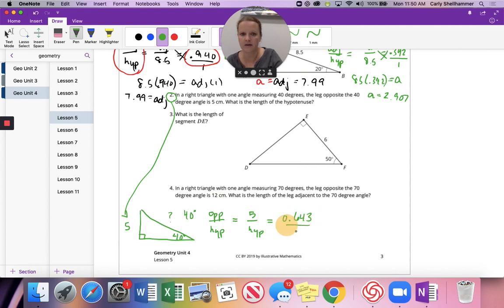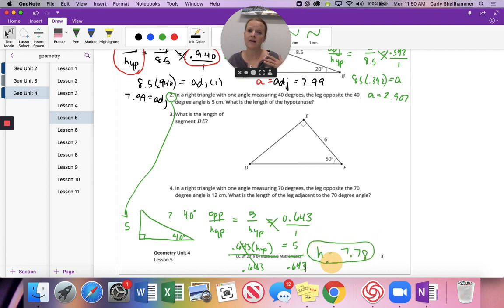0.643. I'm going to put that over 1 because I can, because now I need to cross multiply. So that gives me 5 equals 0.643 times my hypotenuse. Now I can divide both sides by 0.643, and that gives me my hypotenuse is 5 divided by 0.643. My hypotenuse is 7.78.